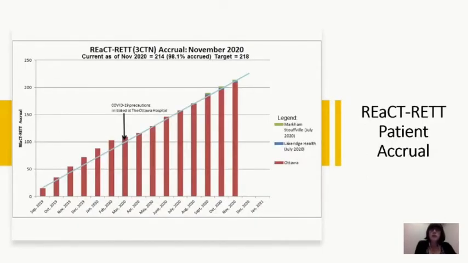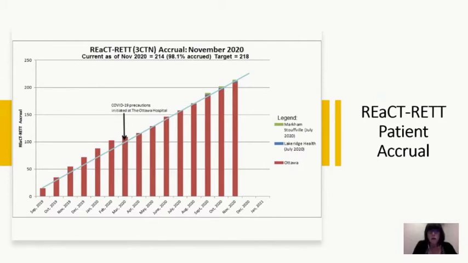This is just a recent slide showing the patient accrual to this trial. So our sample size here was 218. The study opened in September of last year. The latest figures from this month have shown, actually it's an update as of today, rather than 214, we have 215 out of the goal of 218 patients recruited.